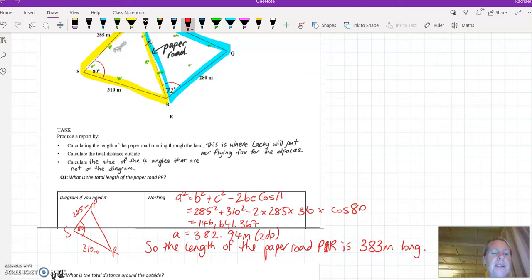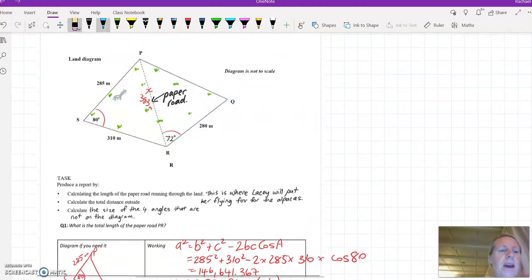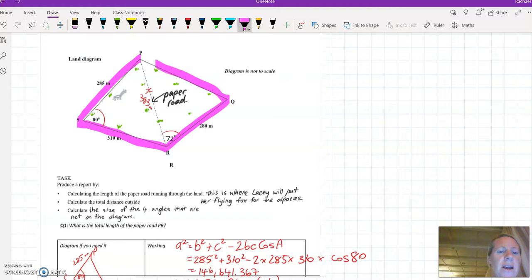It asks us to calculate the total distance outside. So in other words, what's that distance all the way outside? What's the perimeter of that quadrilateral? So let's write on our diagram that length that we've just found out. 383 meters. Okay, so what do we need to find out to work out the perimeter around that whole thing? We're going to need the 285 plus the 310 plus the 280 plus this side here, PQ.